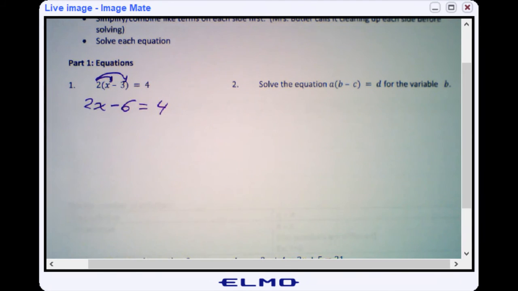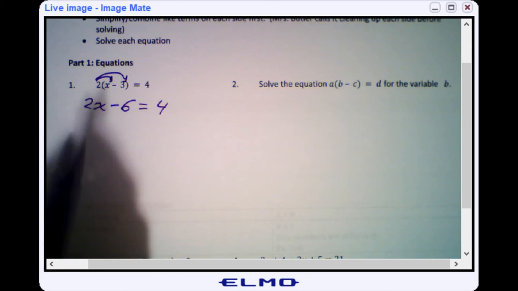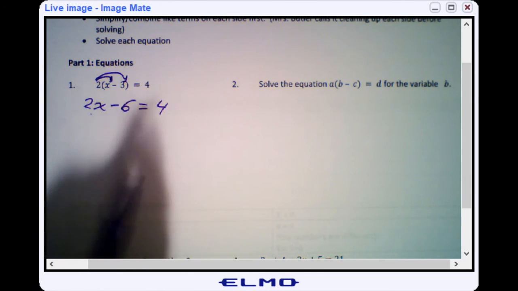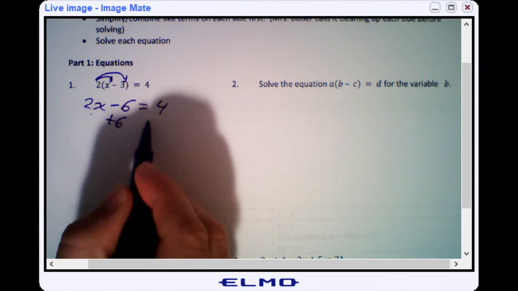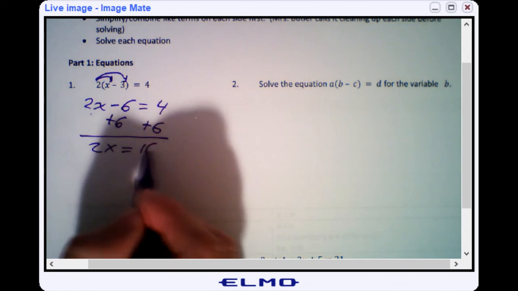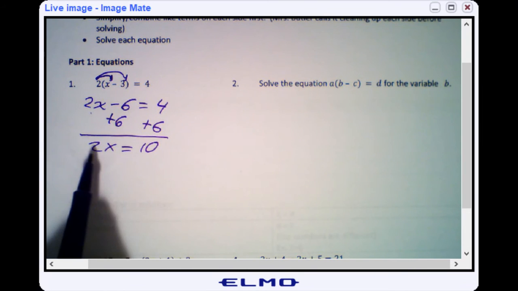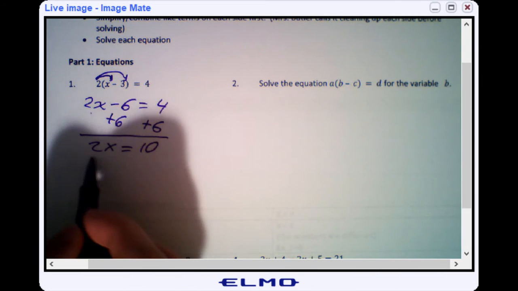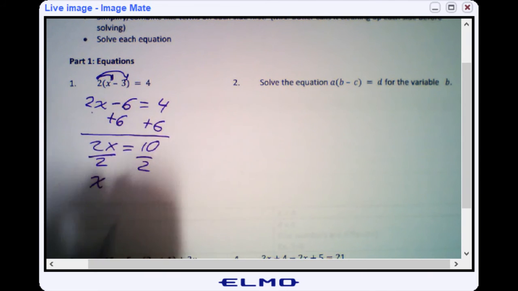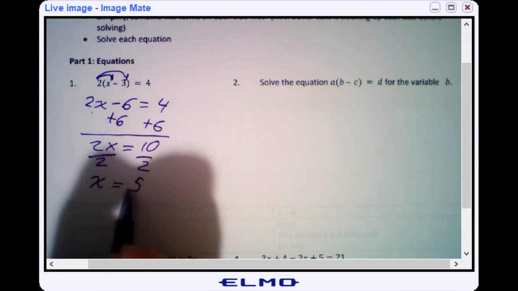After I do that, this is now a 2-step equation. I don't have anything else I can combine. These are not like terms, and that's by itself. I'm going to move the 6 first. The opposite of subtraction is addition, so I'm going to add 6 to both sides. 2x equals 10. And now I'm multiplying 2 and x. The opposite of multiplication is division, so I'm going to divide both sides by 2. 10 divided by 2 is 5.